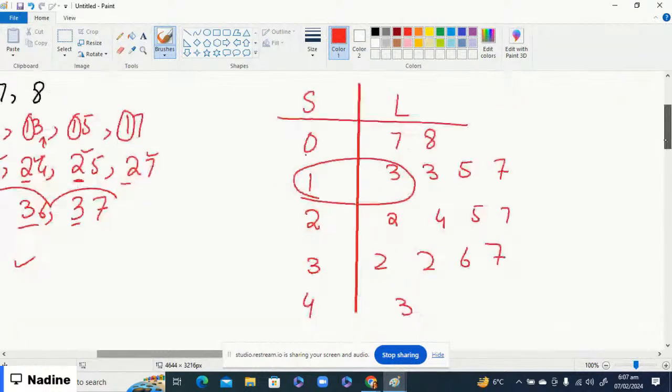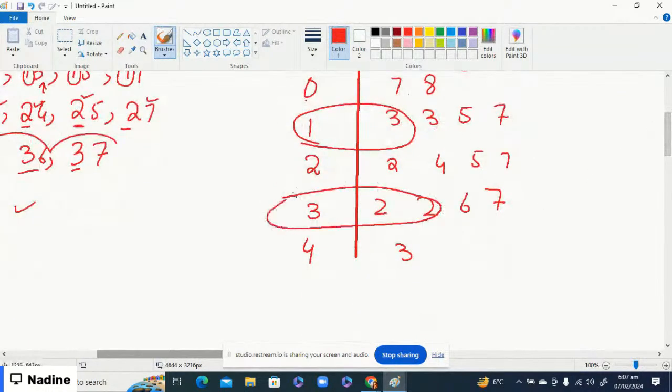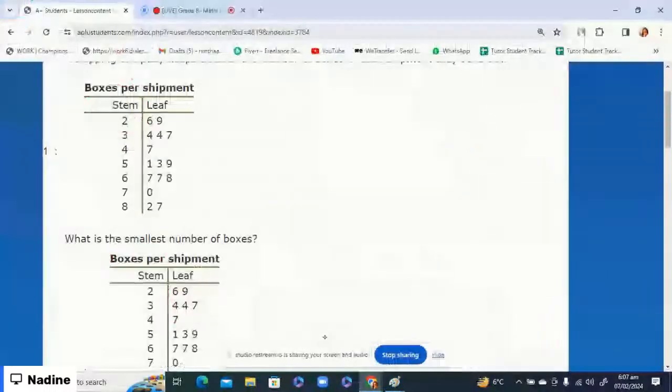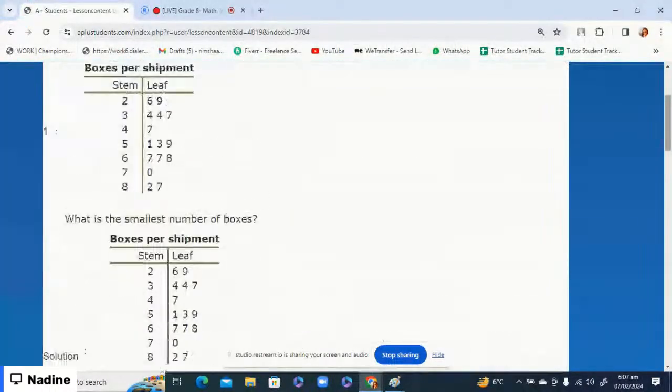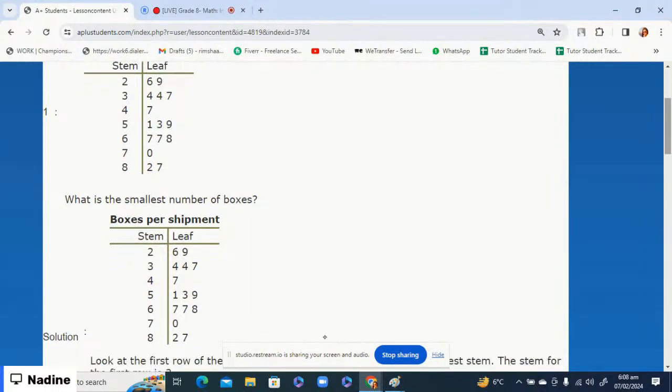Now, for example, if I write this one, how can we write it? As a total of 32. And this one combined is 43. So look here for the smallest one. This is basically 26 boxes, because all the others are greater: 29, 34, 37, 47, 51, 67, 70, 82, 87. So the smallest one is 26. The 6 is from the leaf and the stem is 2, so we can say that this is 26.